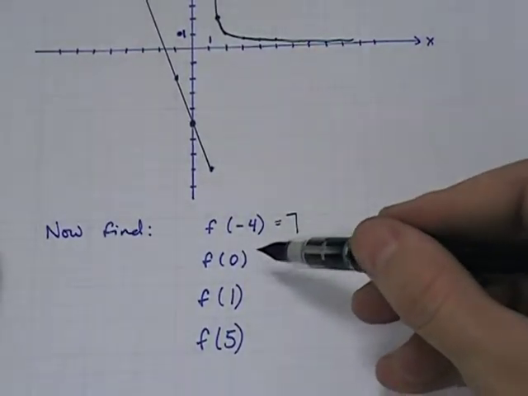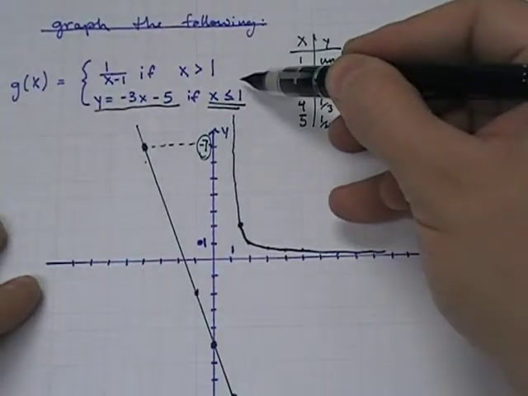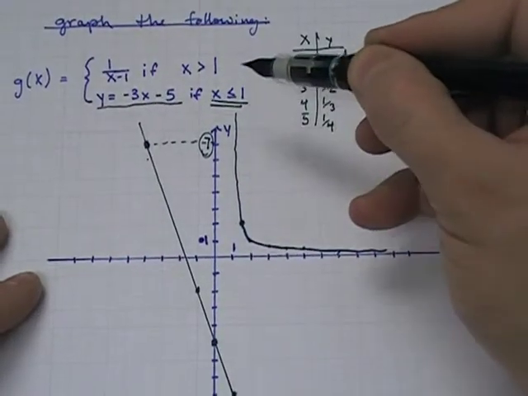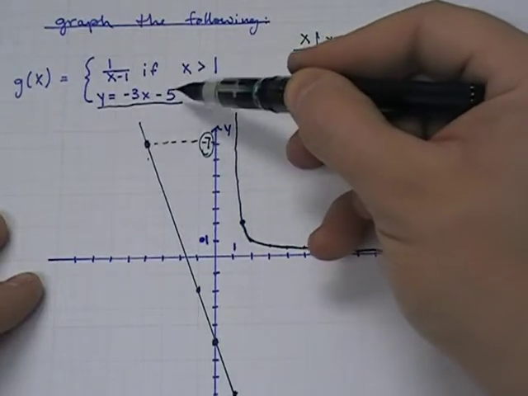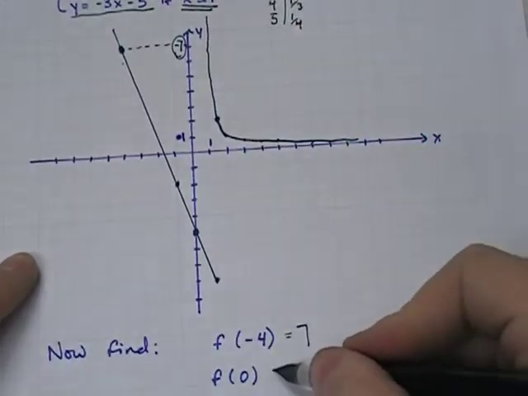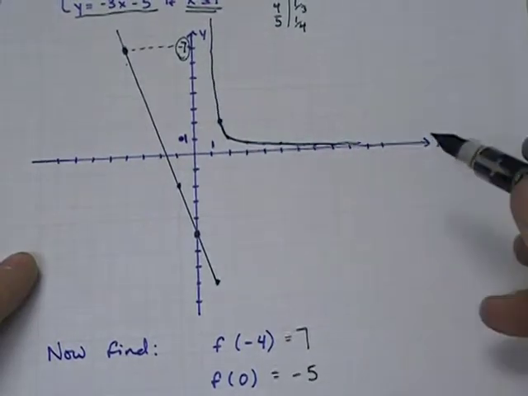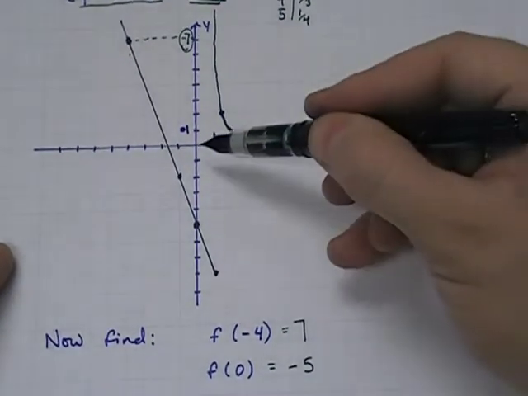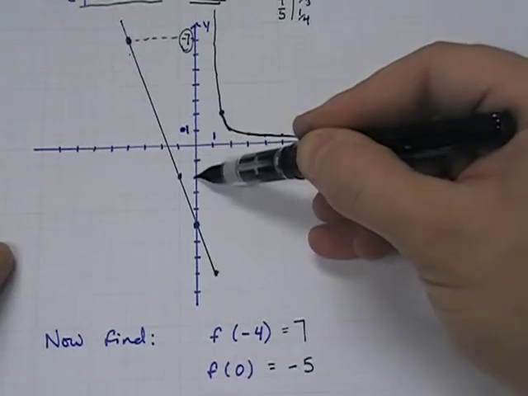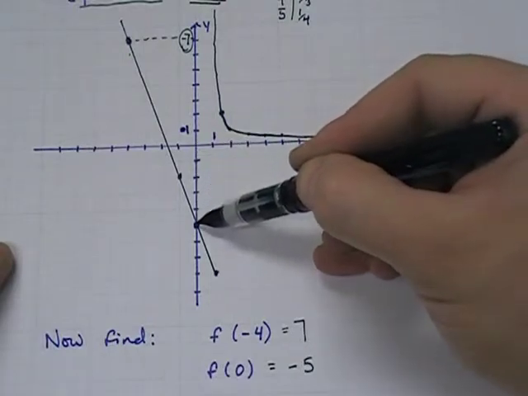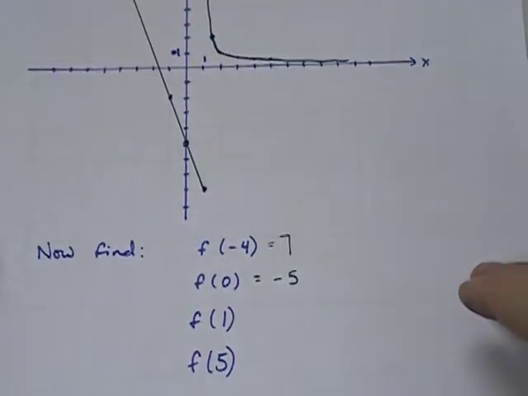How about f of 0? Well, since 0 is less than or equal to 1, I still have to use this function. So 3 times 0 is 0. 0 minus 5 would be negative 5. Well, let's check that. Here's x equals 0. Find where it hits the line. 1, 2, 3, 4, 5. So our graph checks that.